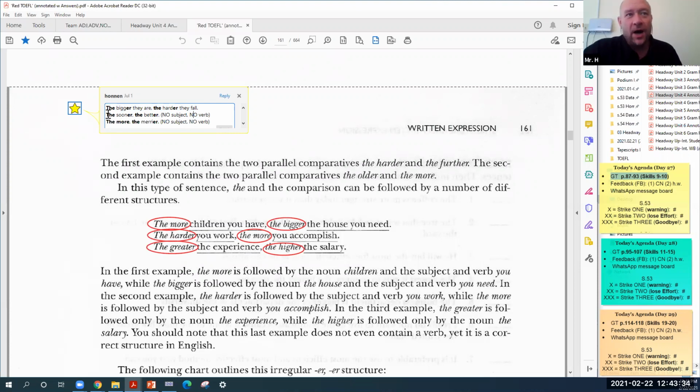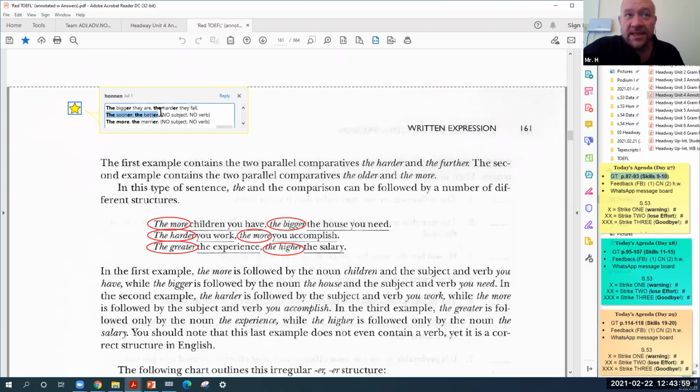Okay. So now look at the structure here. What do you see, guys? Comparative, subject, verb, comma, comparative, subject, verb, right? Read the next one, Saleh. The sooner, the better. The sooner, the better.